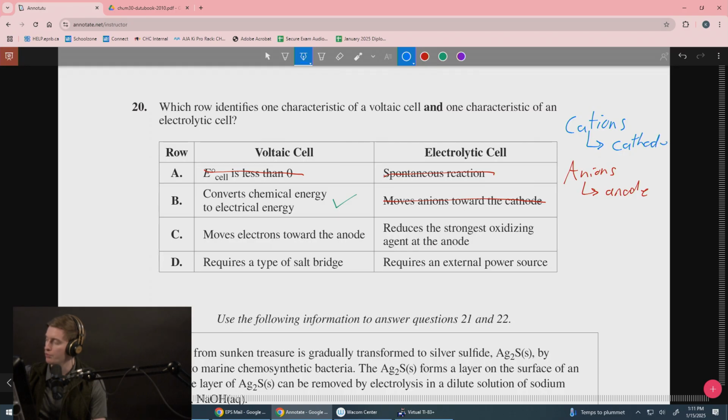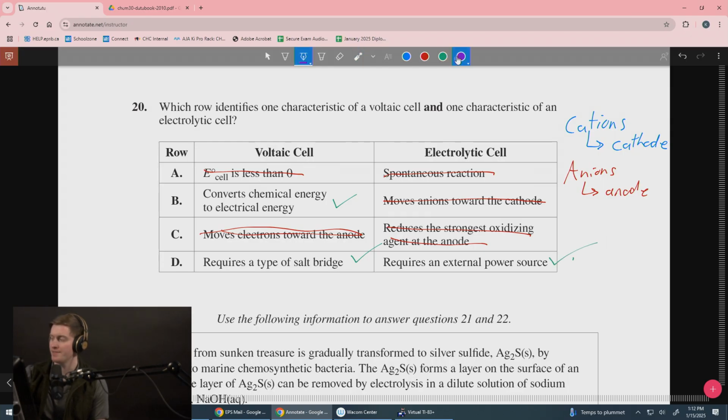That's true in both types of electrochemical cells. C moves electrons towards the anode. That's false for both types. In both cells, electrons go anode to cathode. And then you reduce the strongest oxidizing agent at the anode. So the strongest oxidizing agent is reduced, but it will be reduced at the cathode. The cathode is where reduction takes place. So actually both of these statements are false. A voltaic cell does require a type of salt bridge. An electrolytic cell does require an external power source.